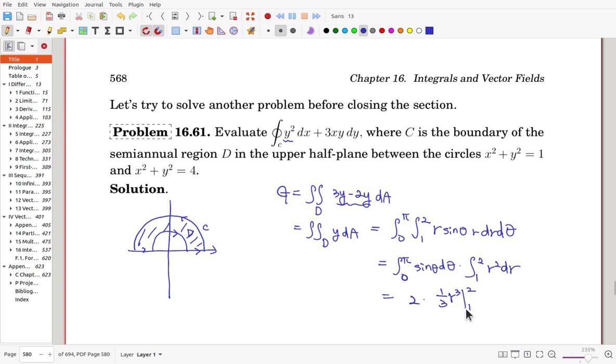This is 8, okay, 7. So that 14/3. That's the final answer, right?